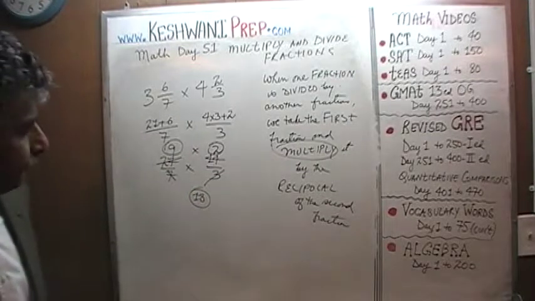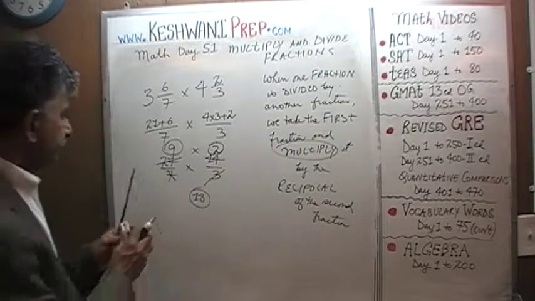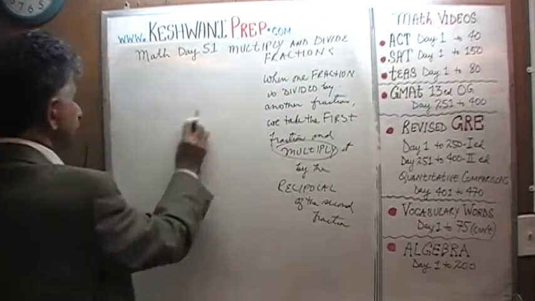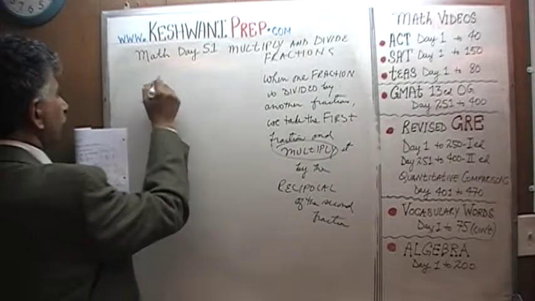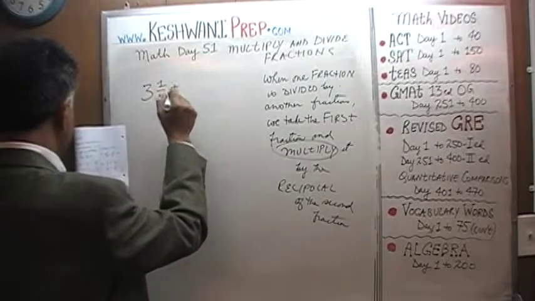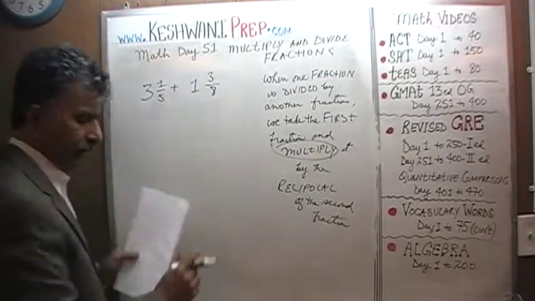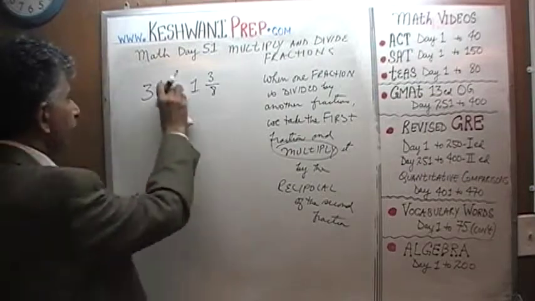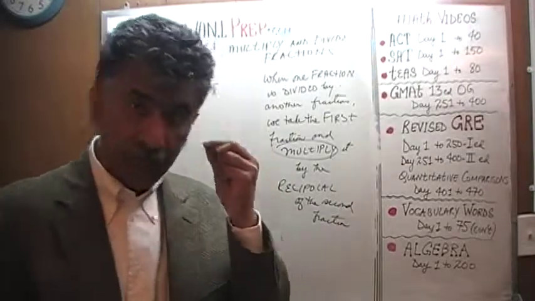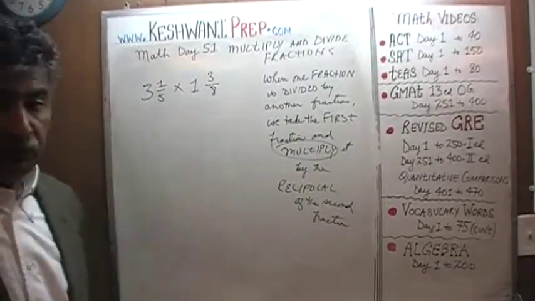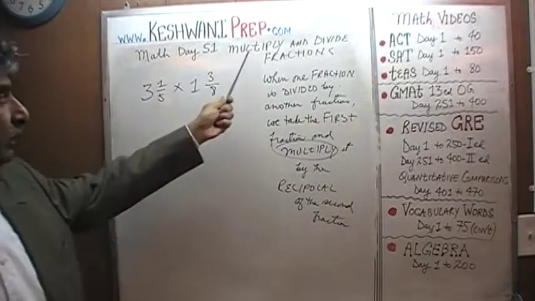Let's do one more. The next one is 3 and 1 fifth plus 1 and 3 eighths. And this is not plus, this is multiply. We learned how to add and subtract fractions the previous 2 days, day number 50 and day number 49. Today we're learning how to multiply them. It's a multiplication sign. Multiply them.